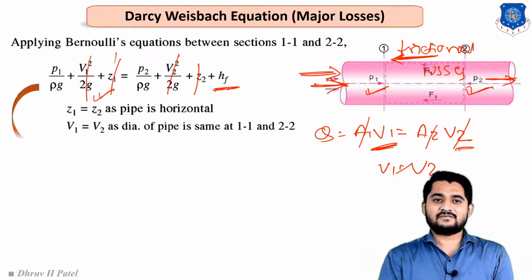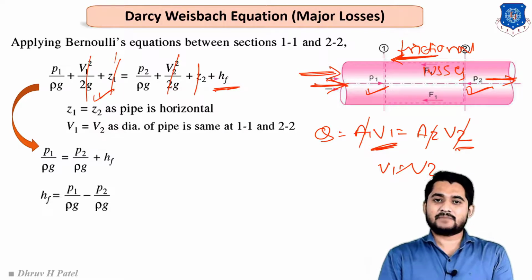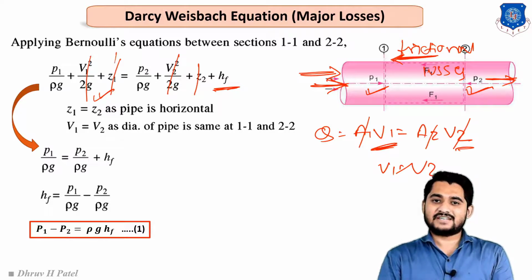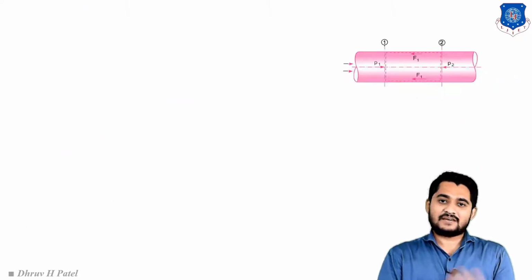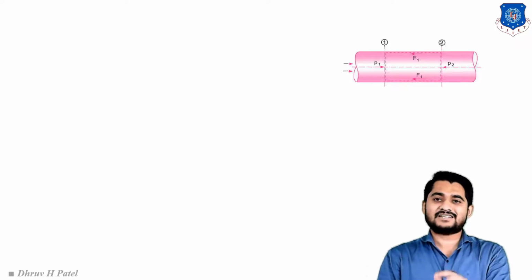So our next step will be P1 by rho g is equal to P2 by rho g plus losses HF. Let us make HF as a subject. So HF will be P1 by rho g minus P2 by rho g. So we can also write P1 minus P2 is equal to rho g into HF. That will be our equation number 1. Clear students?